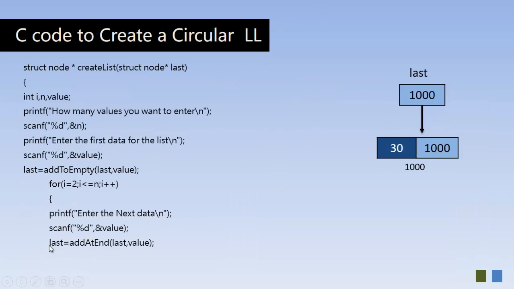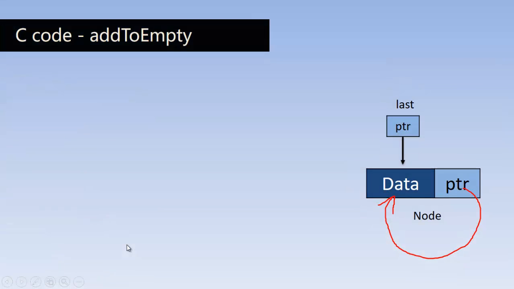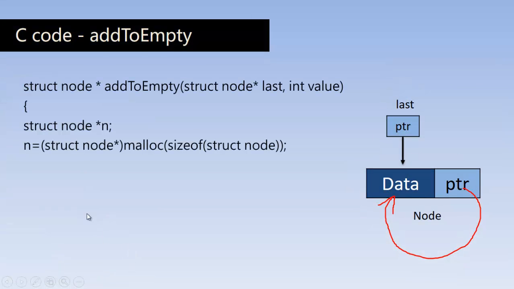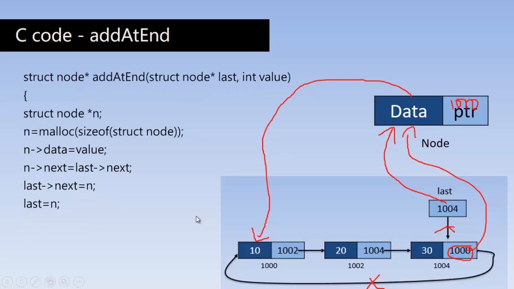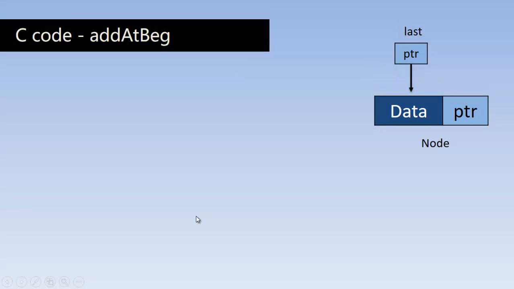So that will be returned to the last. And this will be iterated until i remains not equal to n, so I successfully created n number of nodes. So this is the code for addToEmpty, and this is the code for addAtEnd. Now we'll understand the code for addAtBeginning.